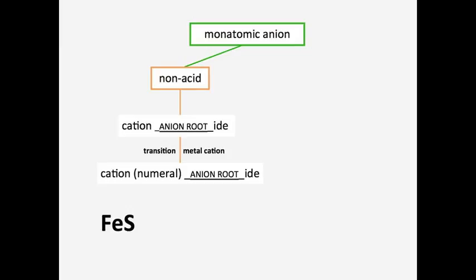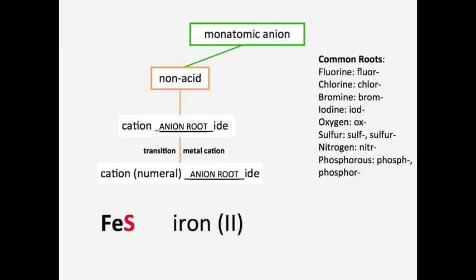FeS is one example of this. The cation iron can have the oxidation states +2 or +3. Because sulfur has a -2 charge and the overall charge of this compound is 0, iron must have a charge of +2. So begin by writing iron with a Roman numeral 2 in parentheses. Then take the root of the anion, sulf, and stick "-ide" to it, which makes sulfide. This compound's name is iron(II) sulfide.